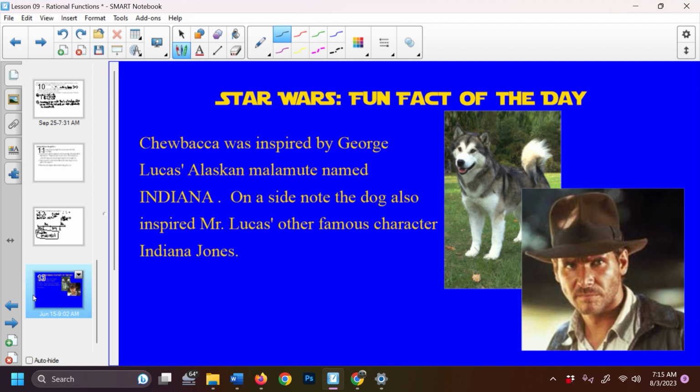The Star Wars fun fact of the day: Chewbacca was inspired by George Lucas' Alaskan Malamute named Indiana. On a side note, the dog also inspired Mr. Lucas' other famous character, Indiana Jones.